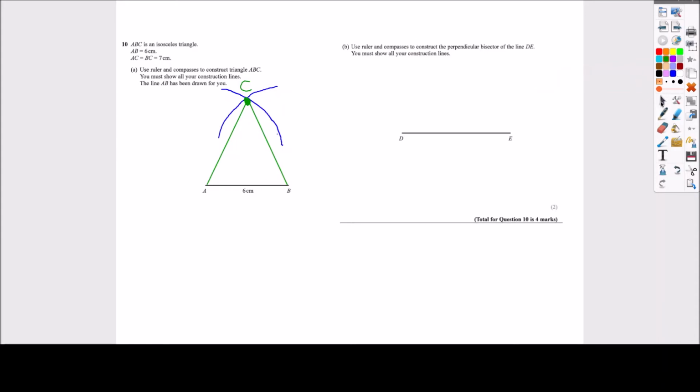So what you go and do, with your compass, put the pin on D and get a length that's most of the way along, say to about here, and you would do a big arc. So I'm going to go and do that big arc, imagining that's my compass. Now you would then go and, without changing the length on the compass, do the reverse. Now go and put the pin over on E and do a similar arc.